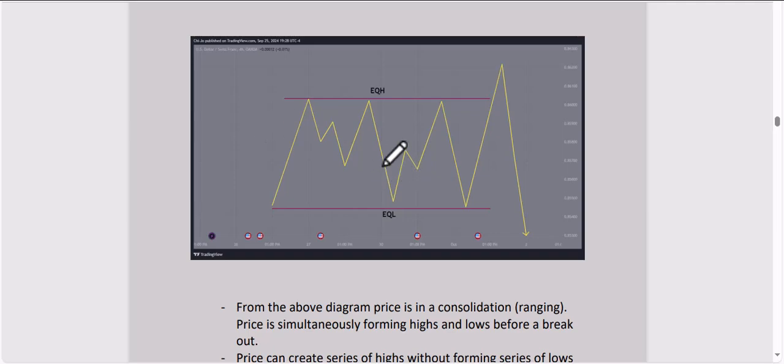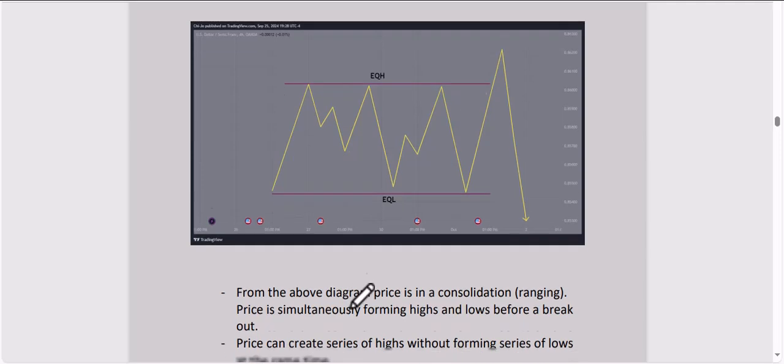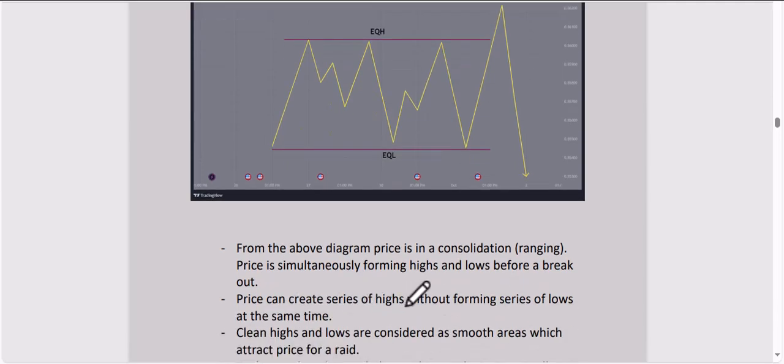It's not going clearly like here. Now you have a clear uptrend, then a reversal for a downtrend. But here at some point we're just ranging before this breakout. So price can create a series of highs without forming a series of lows at the same time. So here we are having high and then low as well. But sometimes price can just be creating only highs, or sometimes price can just be creating only lows without forming the other one subsequently.